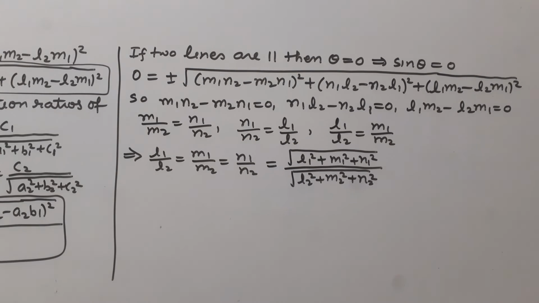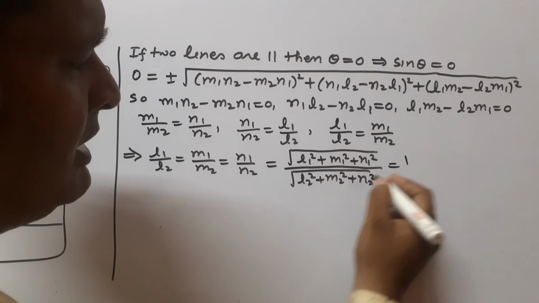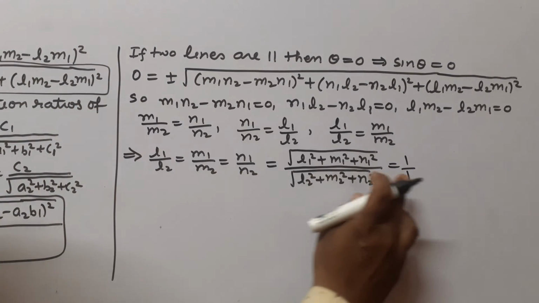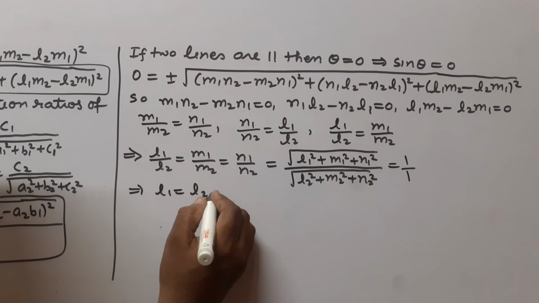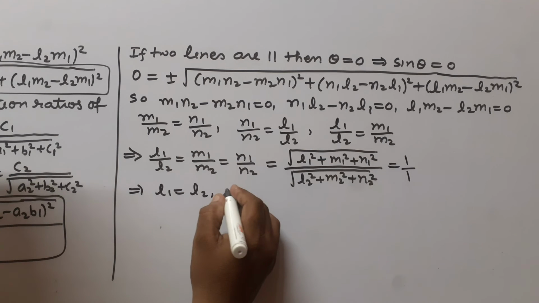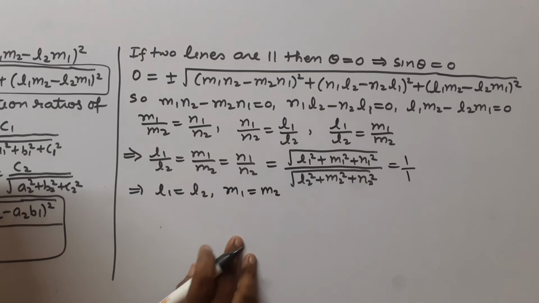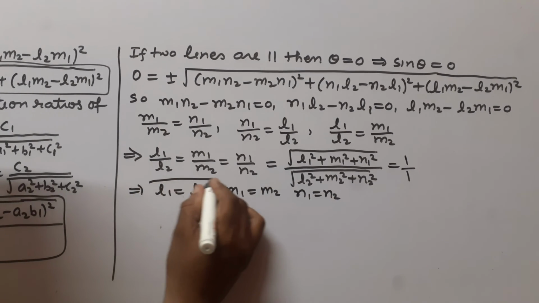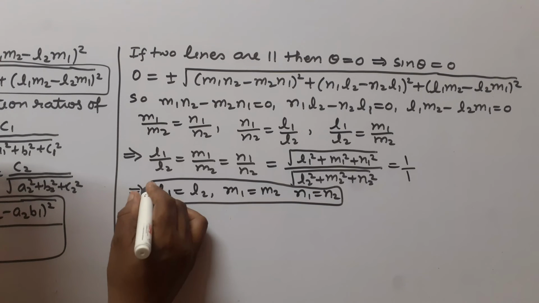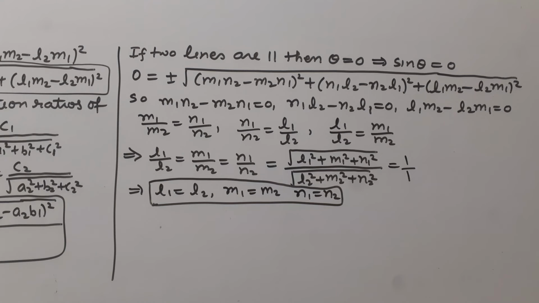Now we know that L1, M1, N1 and L2, M2, N2 are the direction cosines. So the sum of the squares of these is 1, so this is equal to 1 and this is also 1. So from here, if we solve L1 upon L2 is equal to 1 by 1, we get L1 is equal to L2. If we solve M1 upon M2 is equal to 1, we get M1 is equal to M2. If we solve N1 upon N2 is equal to 1, we get N1 is equal to N2. That means if two lines are parallel, their direction cosines are equal.